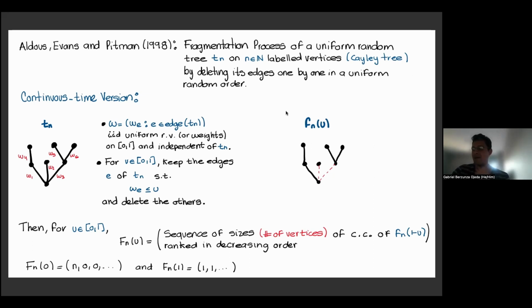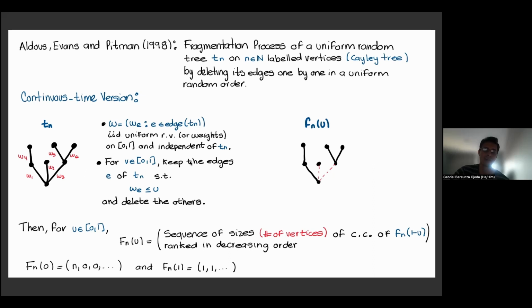But I will make a modification. I will define it in continuous time. So the idea is as follows. You consider any rooted tree with n vertices, which I will consider in this talk. And let's say you mark all the edges of this rooted tree by uniform random weights on [0,1]. Then for every u, you keep the edges of the tree whose corresponding weight is less than or equal to u and delete the others.